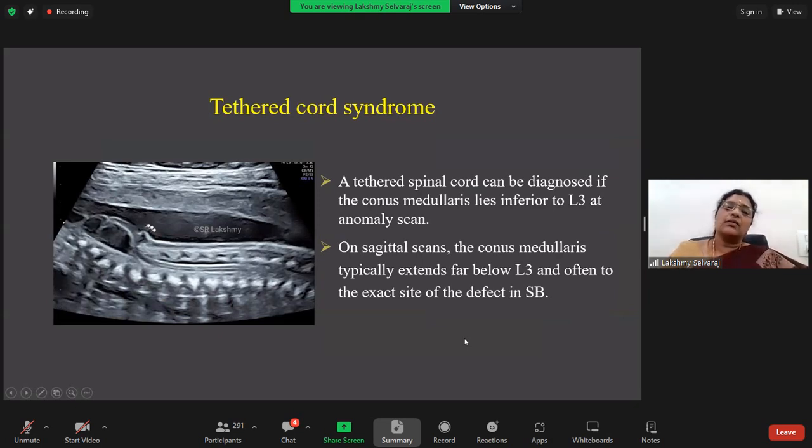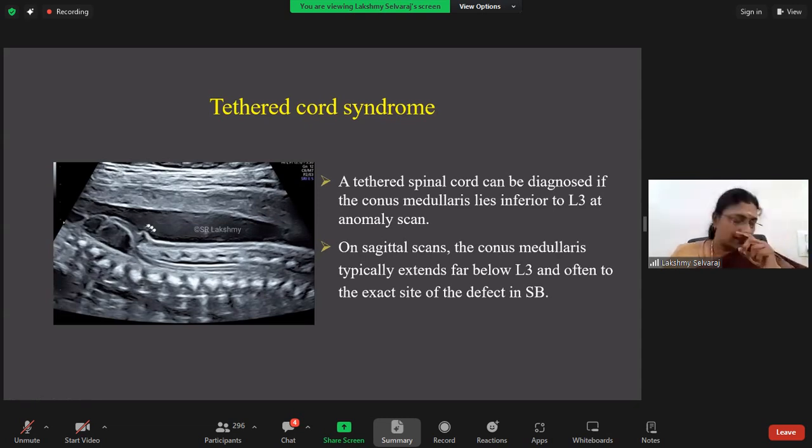Now coming to tethered cord syndrome. A tethered spinal cord can be diagnosed if the conus medullaris lies inferior to L3 at the anomaly scan. If you have an open neural tube defect like this, almost always you have a tethered cord. The conus medullaris typically extends far below L3 and often to the exact site of the defect in open spina bifida. This will also happen in closed spina bifida.